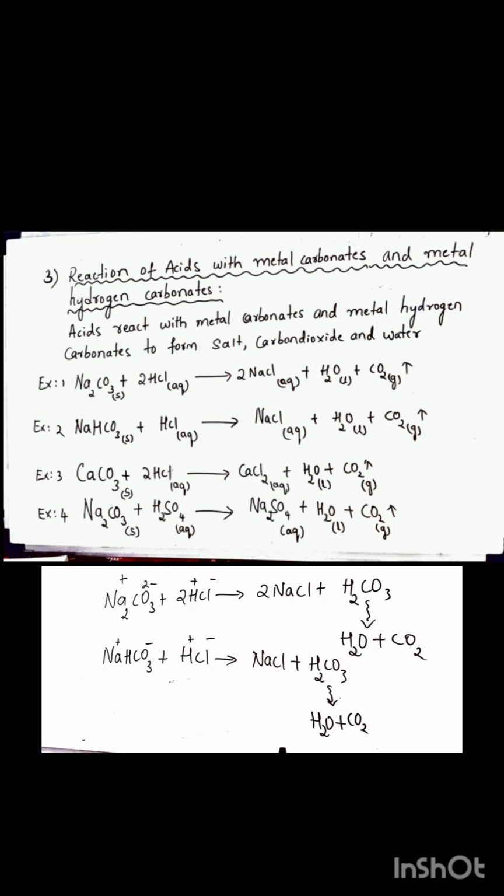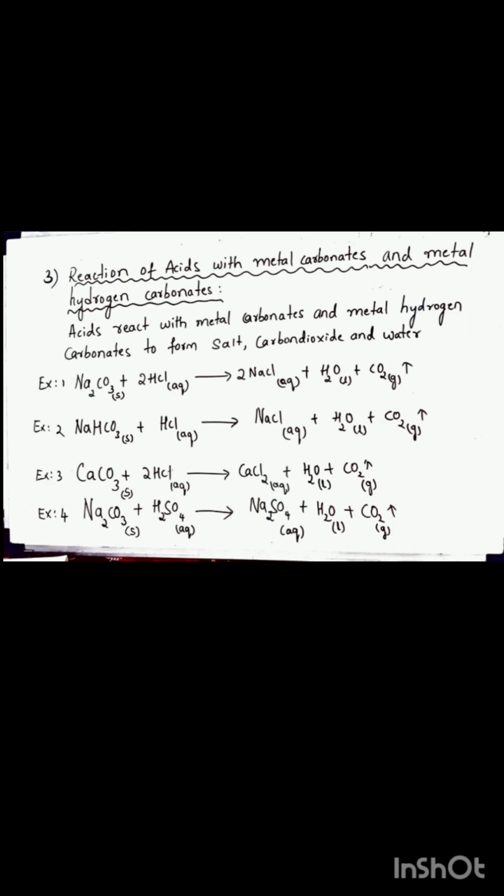In the same way, sodium hydrogen carbonate, which is a metal hydrogen carbonate, reacts with hydrochloric acid to form salt, water and carbon dioxide. The salt formed here is sodium chloride. Here also the sodium replaces hydrogen from the acid to form sodium chloride. Now the hydrogen cation of the hydrochloric acid reacts with the hydrogen carbonate anion to form H2CO3. In this case also, as H2CO3 is unstable, it decomposes to form water and carbon dioxide.